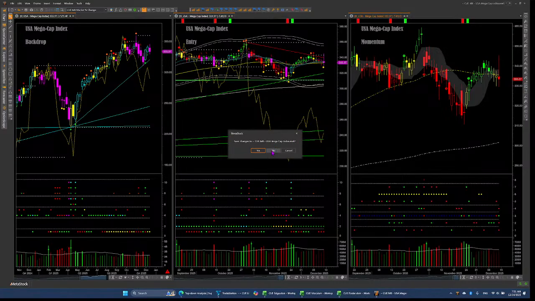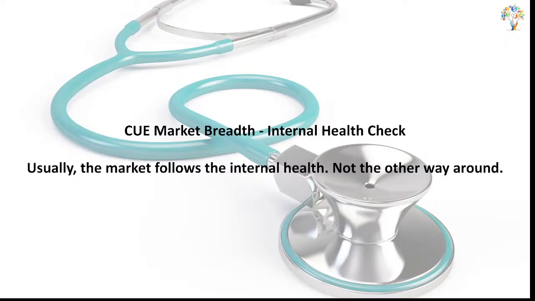After the mega cap index, let's look at the market breadth internal health check. Usually the market follows the internal health, not the other way around.